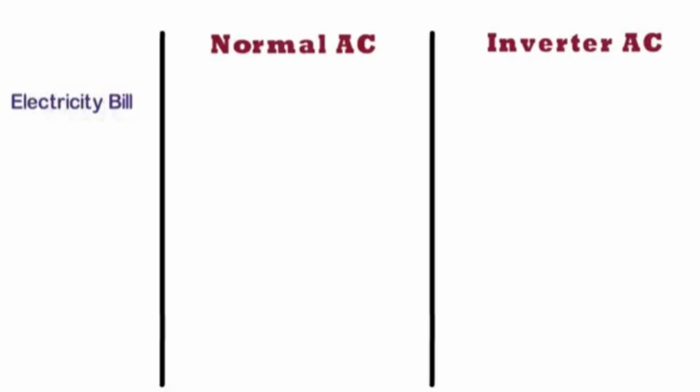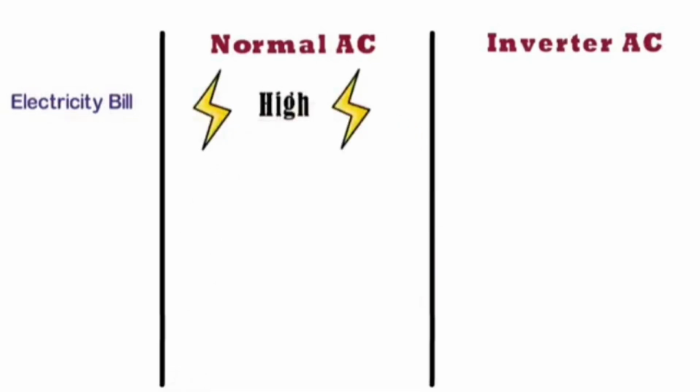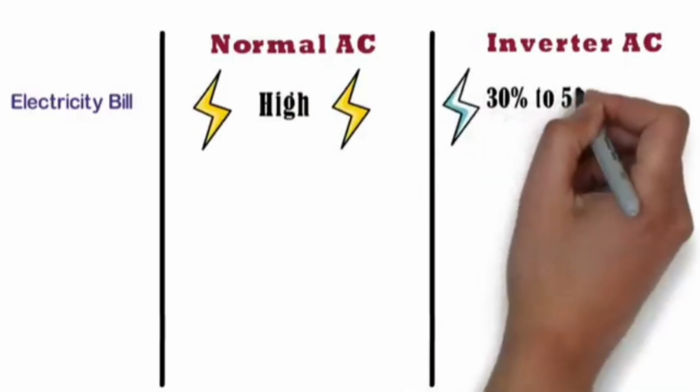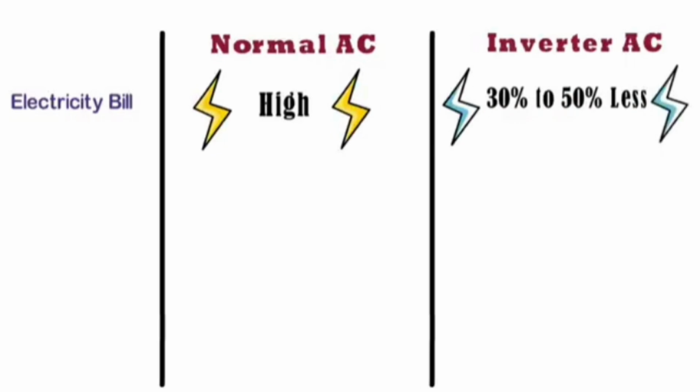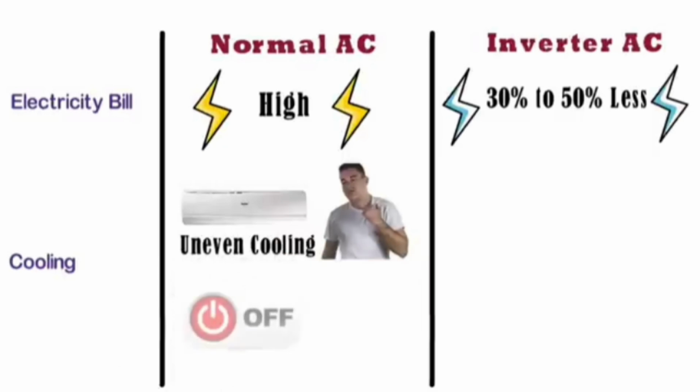Electricity bill. The energy consumption in case of normal AC is high, hence a high electricity bill. On the contrary, the inverter AC uses less power, hence the electricity bill is 30 to 50% less as compared to normal AC.